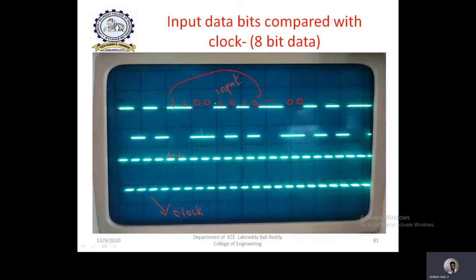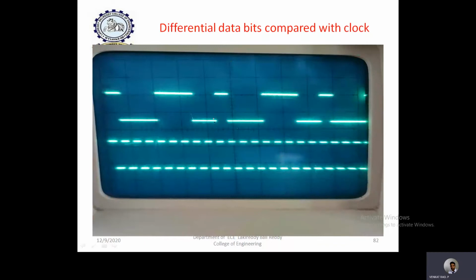This is the first step. Second step is observe the differential data when compared to the clock signals. So again here, compare the differential data pulses to the clock time period.